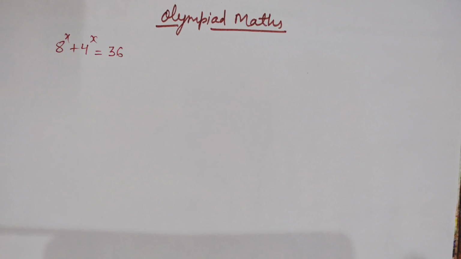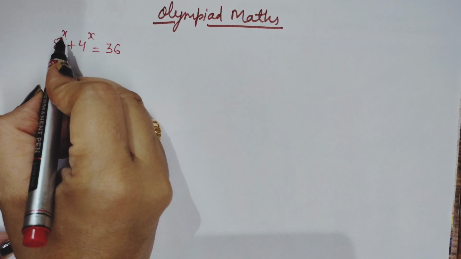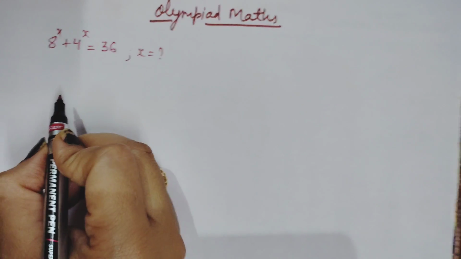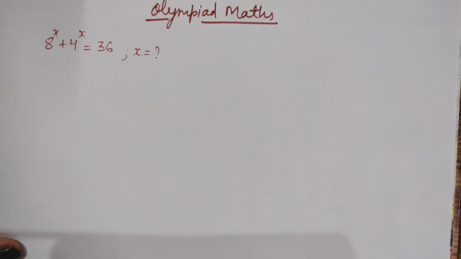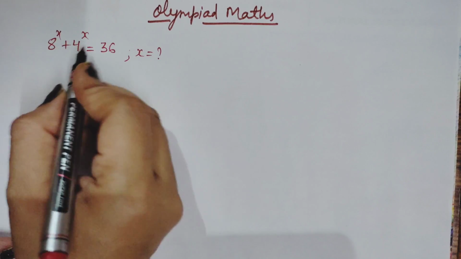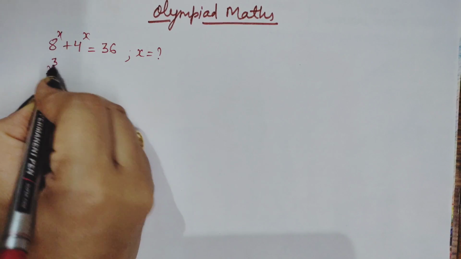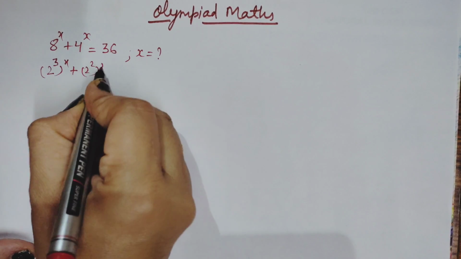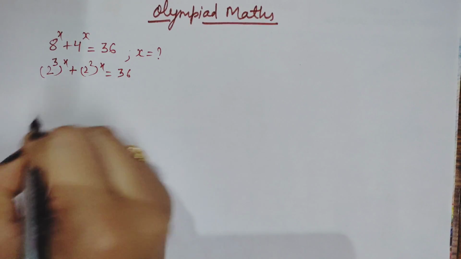This is the exponential question and we need to find this exponent value, which is x. So in this question we will find the x value. How to find it? First of all, you can see the 8 and 4 numbers here. Can we write this 8 and 4 in terms of 2? So (2 cube) power x, and (2 square) power x equals 36.